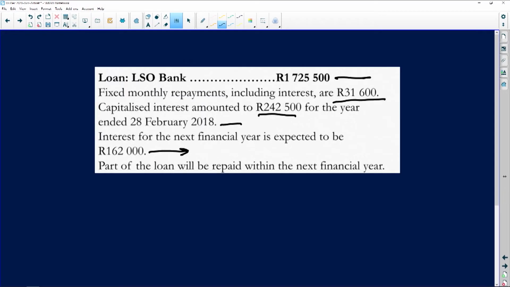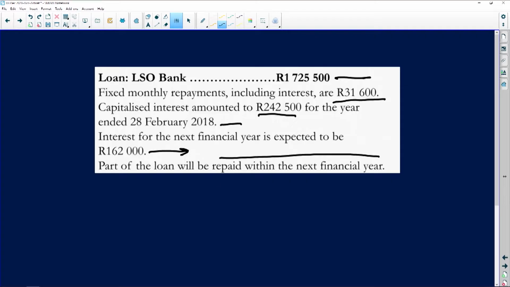Now, every bit of information that is given to you is important. They're not giving it to you just to fill the paper with amounts and details. No, it's important why you are given that particular bit of information. You'll see how we're going to use it just now. They're also telling you that part of the loan will be repaid within the next financial year.